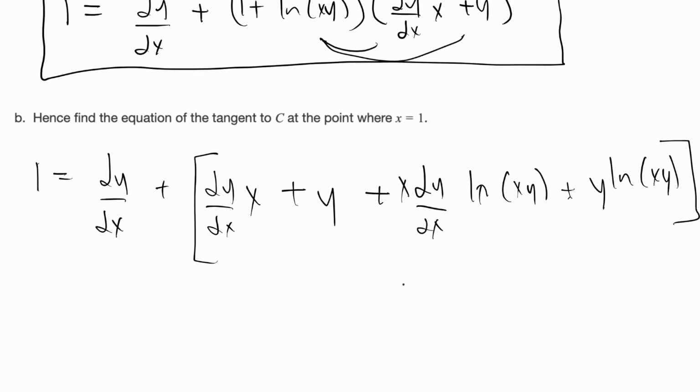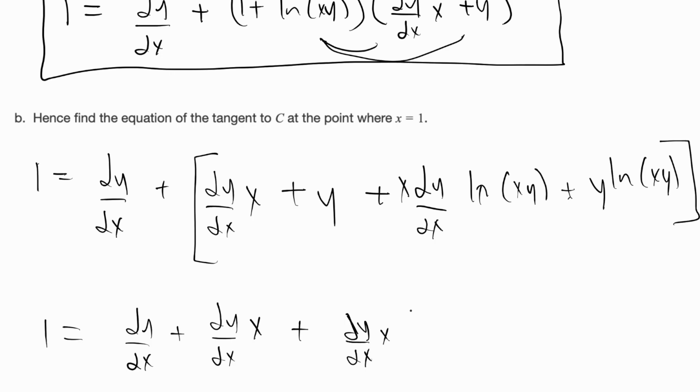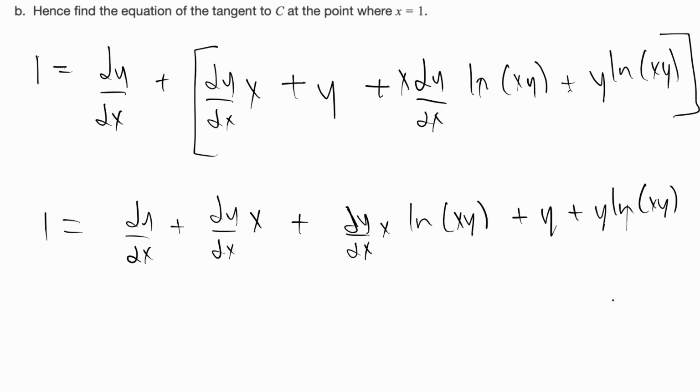Now, why is this important? Because I actually want to get dy by dx alone. So let's simplify this further. Let's group all the dy by dx's together. So we get 1 is equal to dy by dx plus dy by dx times x ln of xy, and let's get all these terms together, group the like terms, plus y ln of xy. Now we've grouped all the terms together, haven't we?